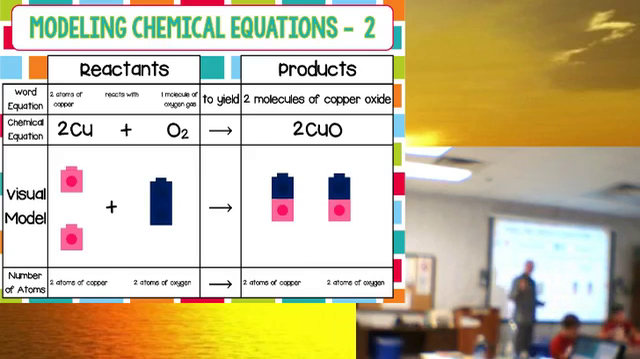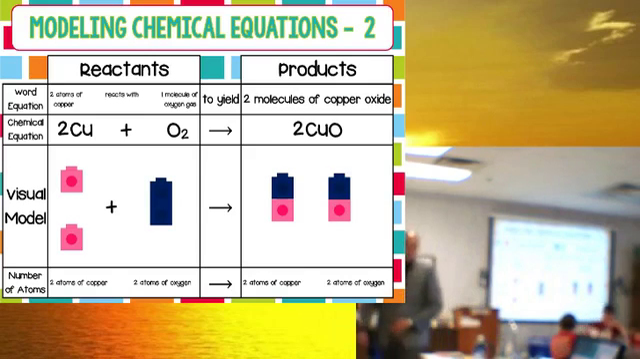This is going to be really important come Friday when we are talking about the law of conservation of mass. The law of conservation of mass says that the number of atoms on the reactant side must equal the number of atoms on the product side. Okay? Let's look at the next one.